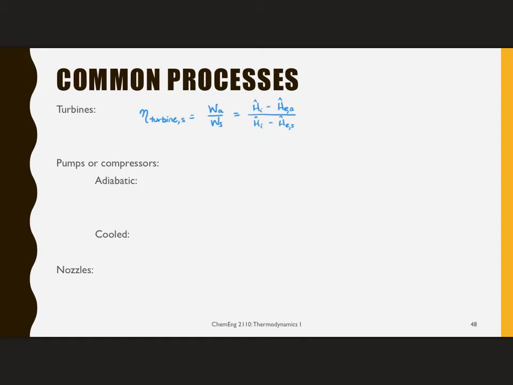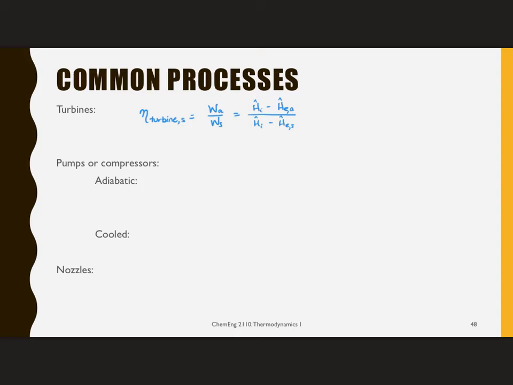Now, pumps or compressors: the reality is that we plug a pump or a compressor into the wall to make them work, and we have to pay for that. The reality is it's going to require more power to run these things than what we would like due to, again, frictional losses. And so therefore, I'm going to have a very similar ratio to the turbine, but it's going to be upside down. The smaller value is going to be the ideal, okay? The reality is going to be a larger value of power.